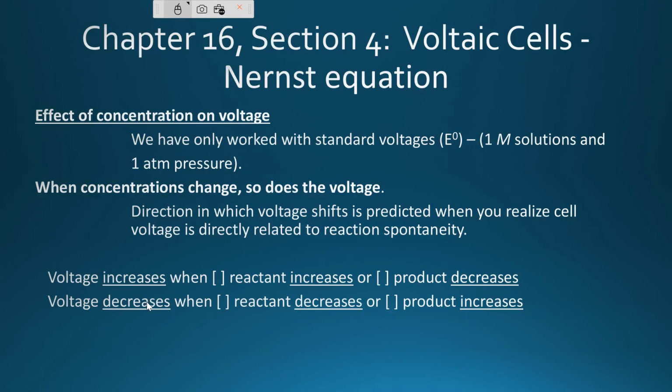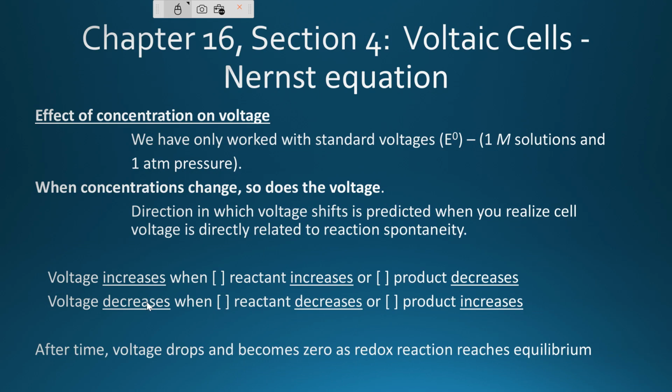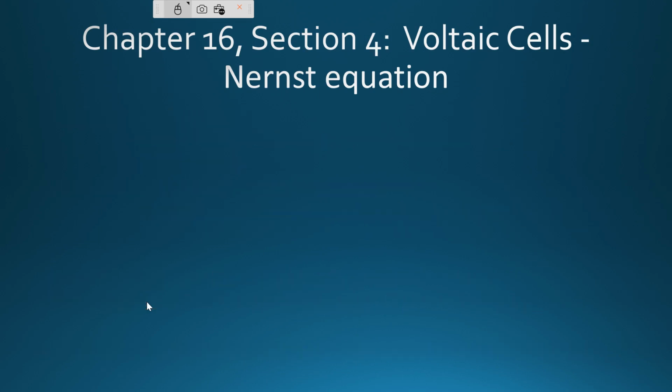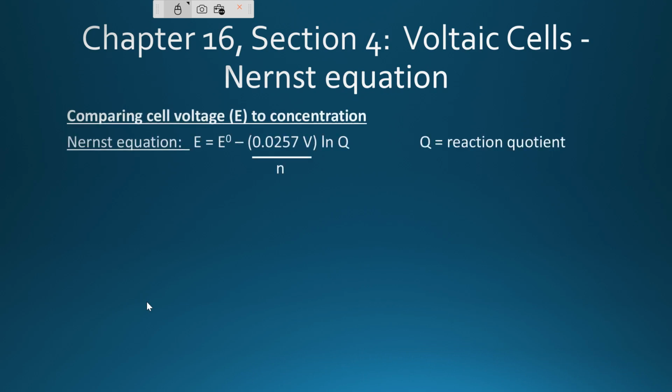So my battery will start to kind of putter out, and you always hear in the wintertime they have ads for checking the strength of the acid in your car battery to winterize it. That's what they're doing. They're taking a look at the strength or the concentration. So after time, we know that voltage will drop and become zero as this redox reaction reaches equilibrium and just kind of stops. Okay, so let's take a look at how this works.